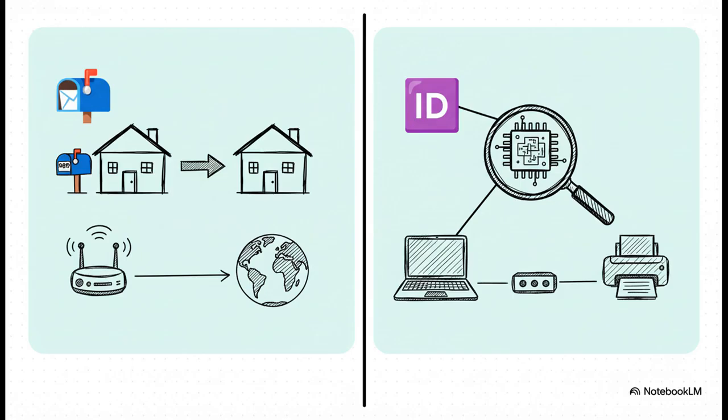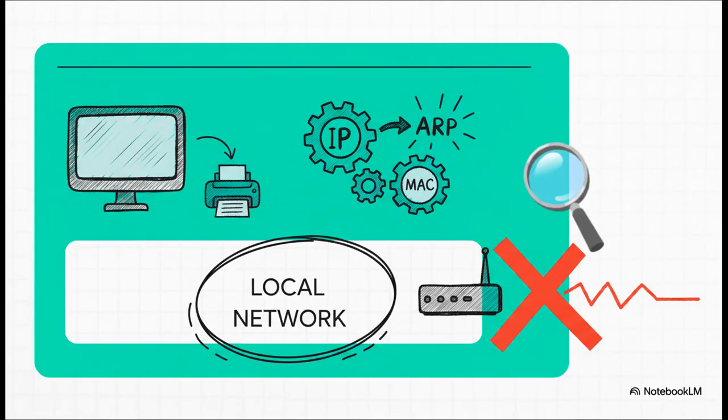And here's the real key. Routers use IP addresses to send data between different networks. Switches use MAC addresses to deliver data within the same local network. So, how does your computer find the MAC address of the printer on your network? It uses ARP. Think of ARP as the crucial translator that links the logical IP world to the physical MAC world. It basically shouts out, hey, who has this IP address? I need your MAC address. But, and this is super important, ARP only works on the local network. It never, ever, ever crosses a router.